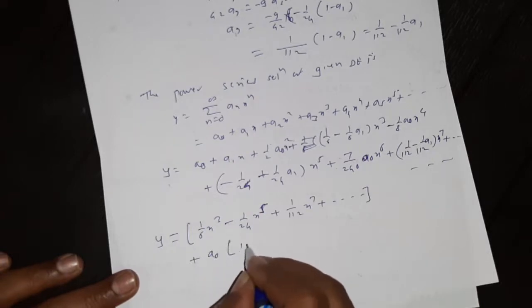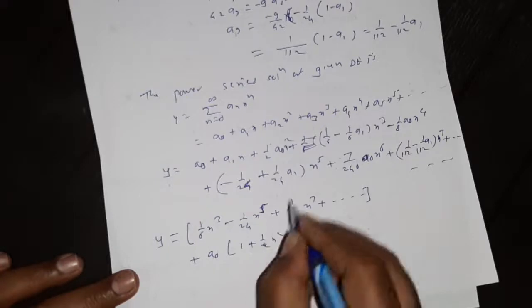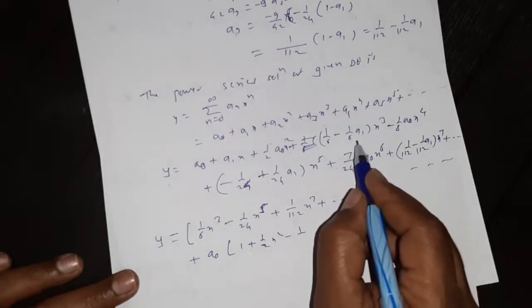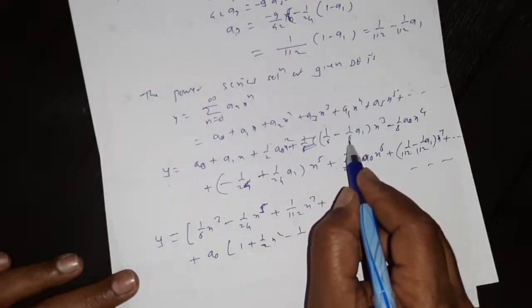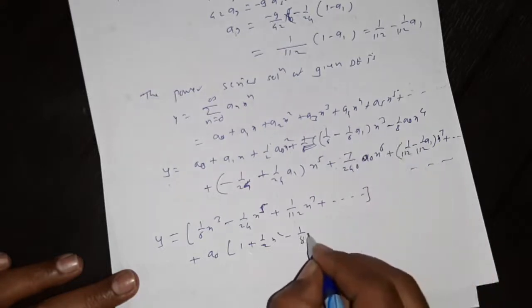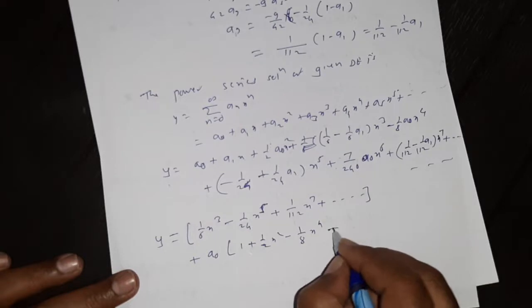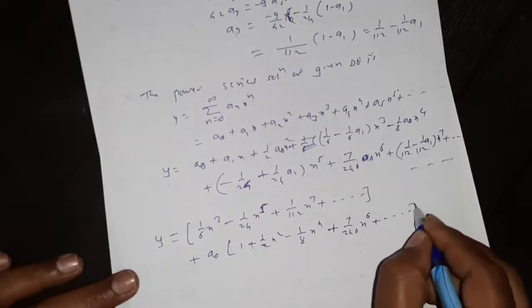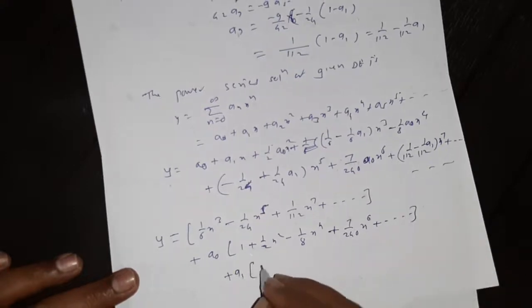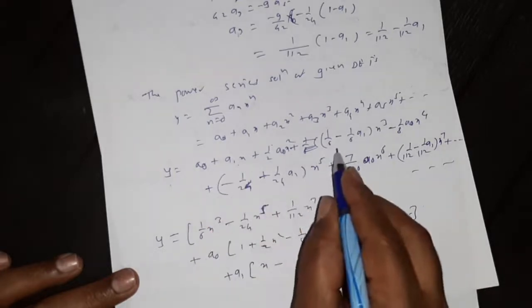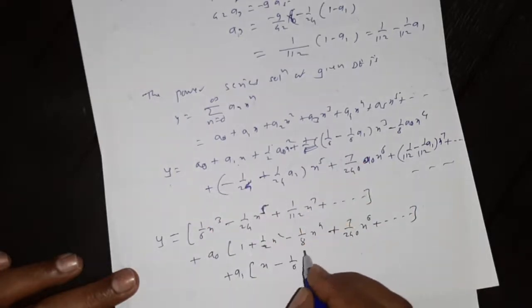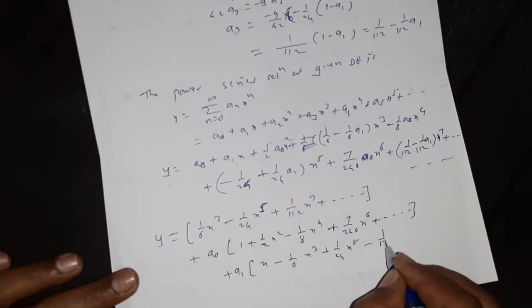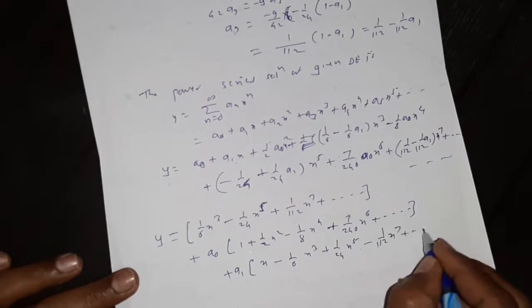a0, the coefficient of a0: 1 plus 1/2 x^2, this term, minus 1/8 x^4 plus 7/240 x^6 plus so on, and then plus a1, the coefficient of a1 is x, minus 1/6 x^3 plus 1/24 x^5 minus 1/112 x^7 plus so on.